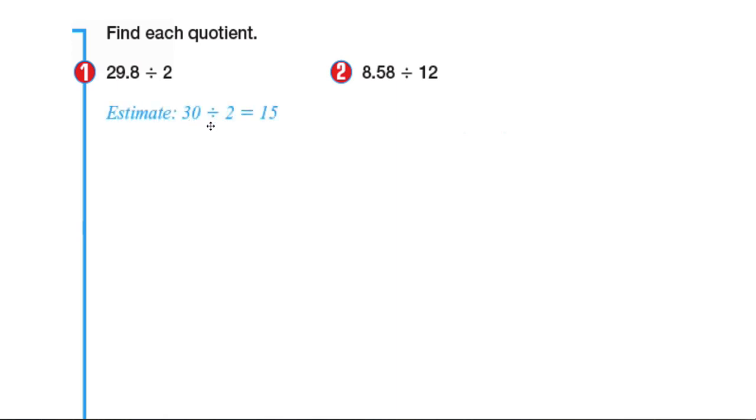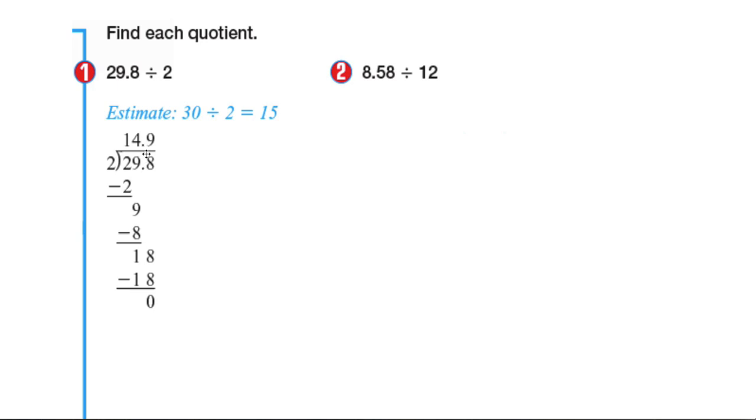So we estimate 30 divided by 2, that would be 15. So our answer should be close to 15. Okay, this one is our dividend, this is our divisor. So the 29.8 goes into the house, 2 goes outside, like so.